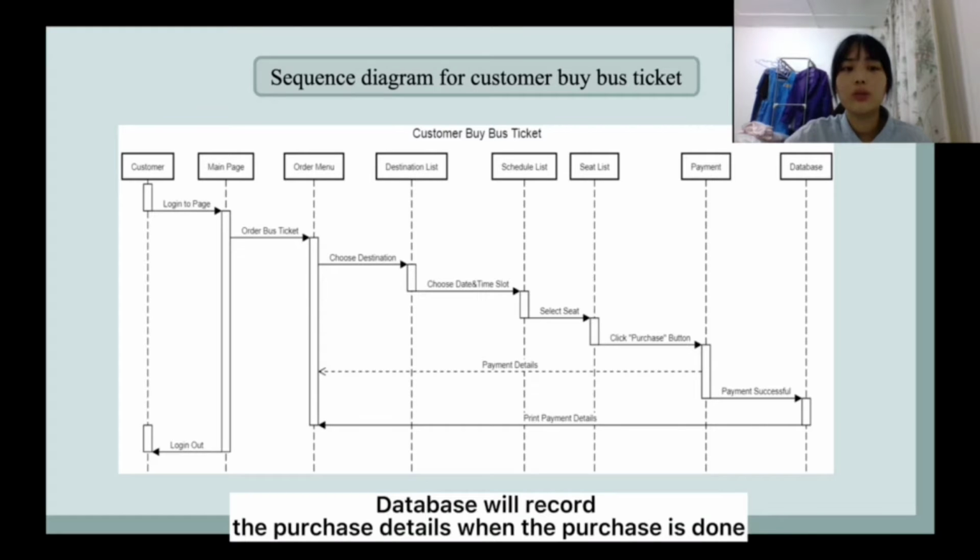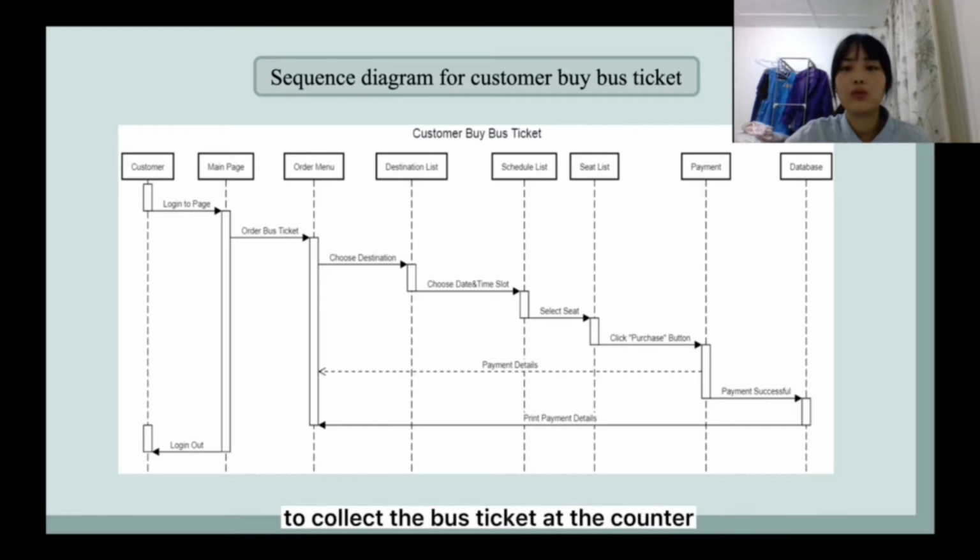Database will record the purchase detail when the purchase is done and let the customer print it out to collect the bus ticket at the counter.